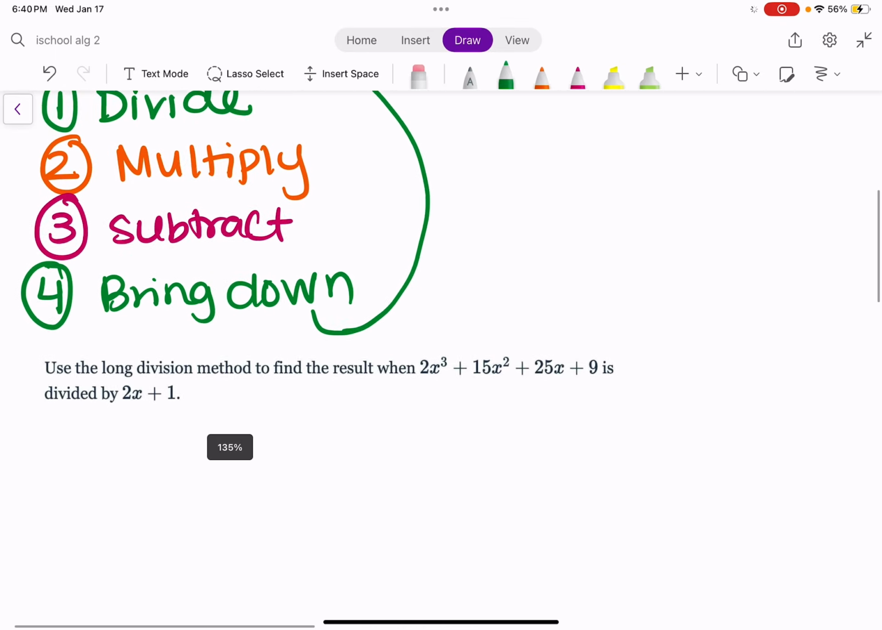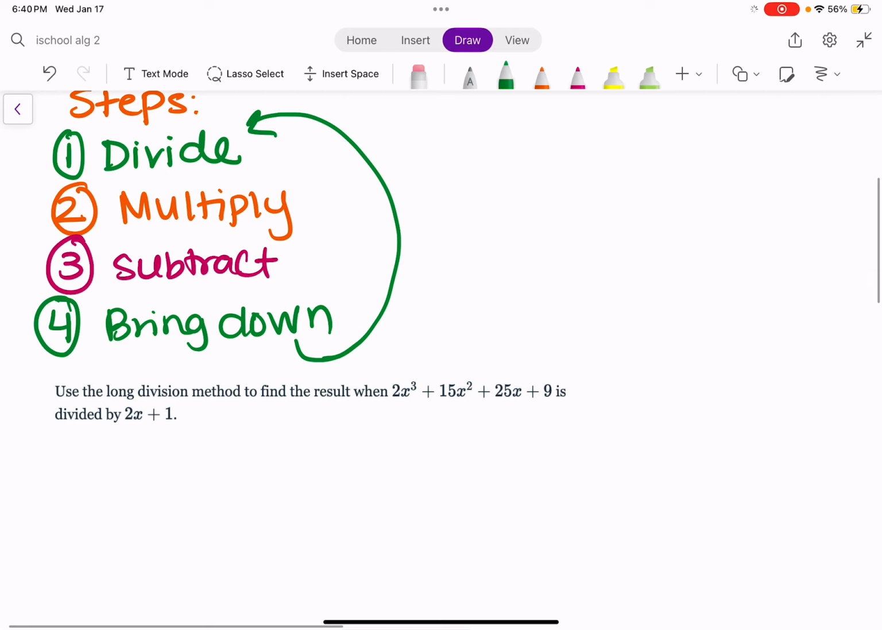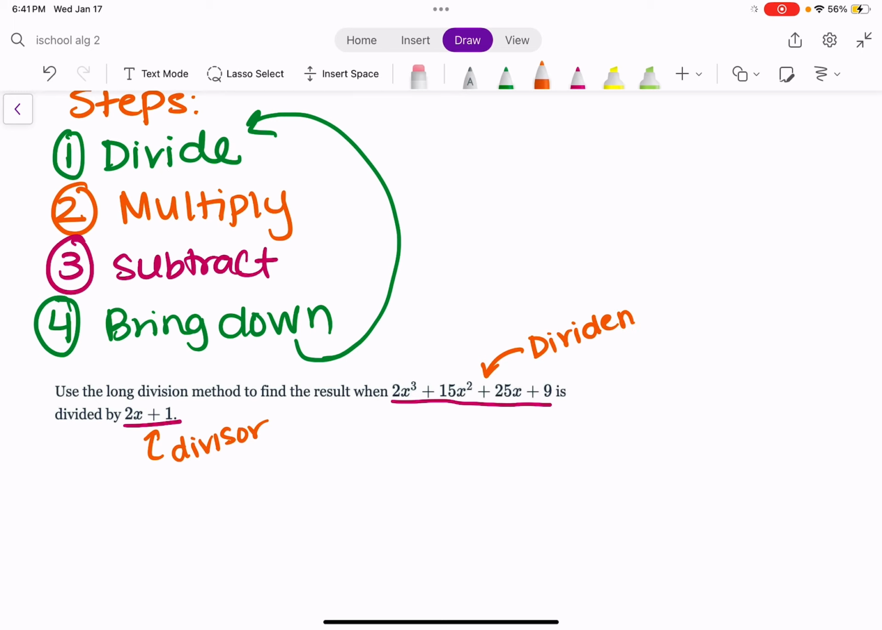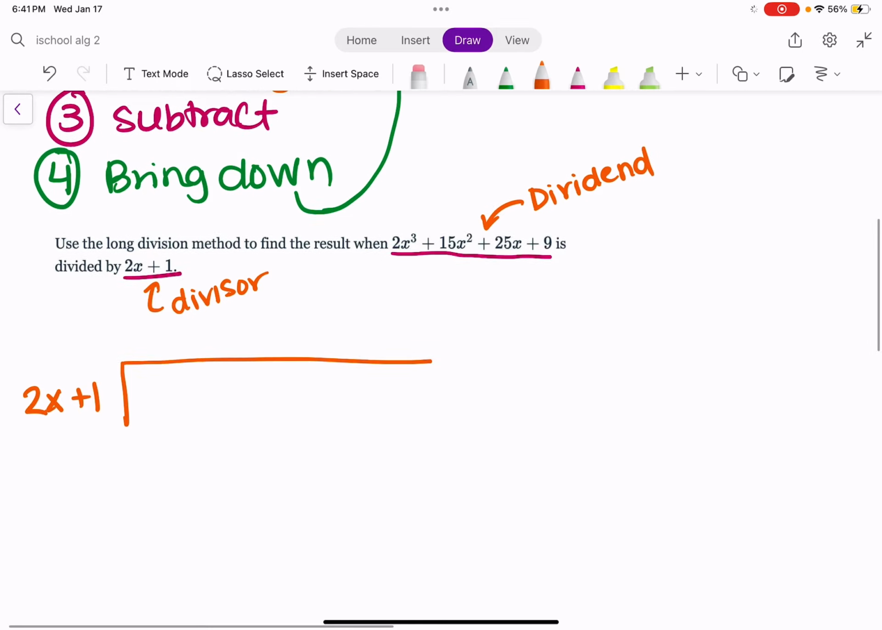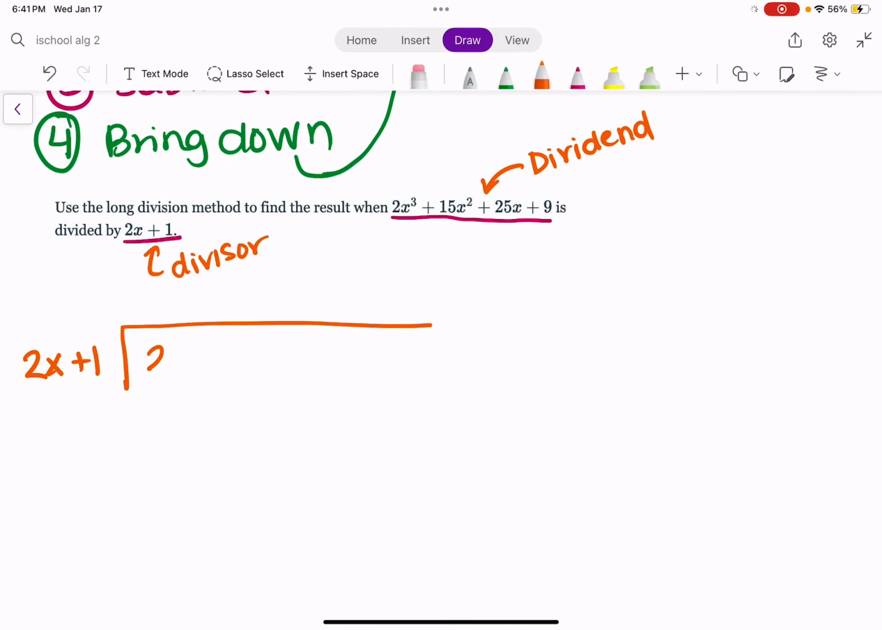So let's say we have this question. Use the long division method to find the result when this polynomial right here is divided by this, okay? This right here is what we call our divisor, and this right here is what we call our, if I'm not wrong, dividend. Okay? So when we set up our problem, we're going to create a long division thing, and our divisor goes on the outside, and our dividend goes on the inside.